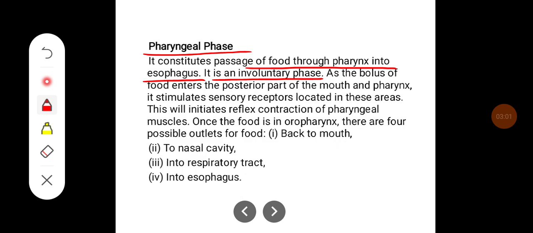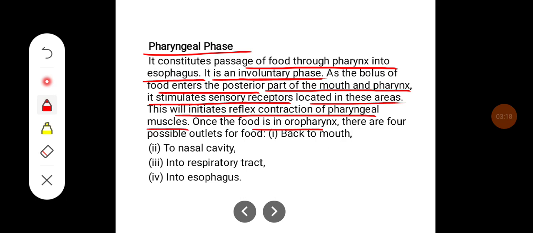Pharyngeal phase. It constitutes passage of food through the pharynx into the esophagus. It is an involuntary phase. As the bolus of food enters the posterior part of the mouth and pharynx, it stimulates sensory receptors located in these areas. This will initiate reflex contraction of pharyngeal muscles.